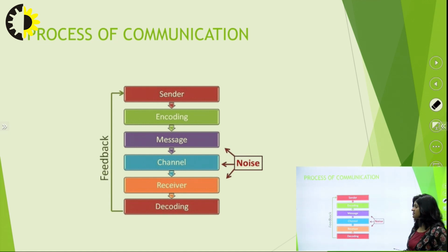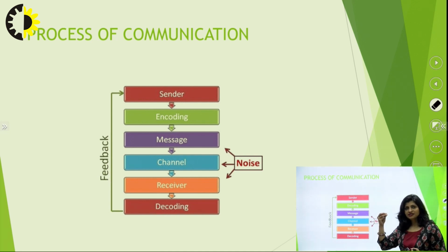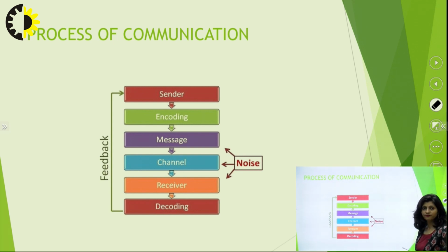The next is the receiver. The receiver is the person who receives the message. He is also called a decoder, because he decodes the message in his mind, he interprets the message in his mind. How he interprets the message depends on the receiver. So we can say that the meaning of the message lies in the mind of the receiver.